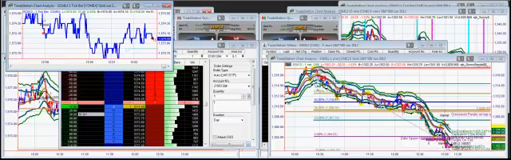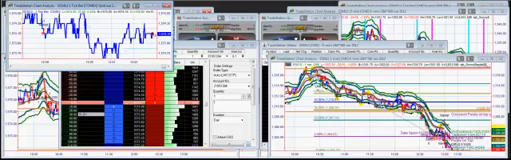And I'll let you know that this recording ends right before that trade gets filled. The gold contract does get filled for a profit just a few seconds after the recording is over. And that's it for the day.